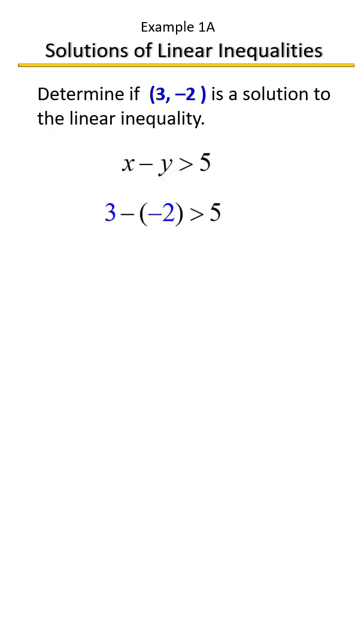Negative 2, but with a negative in front of it, becomes plus 2. 3 plus 2 is 5. Once you get it to where you have one number on one side and one on the other, you read the inequality. This inequality says that 5 is greater than 5. Well, that's a false statement, because 5 is not greater than 5.